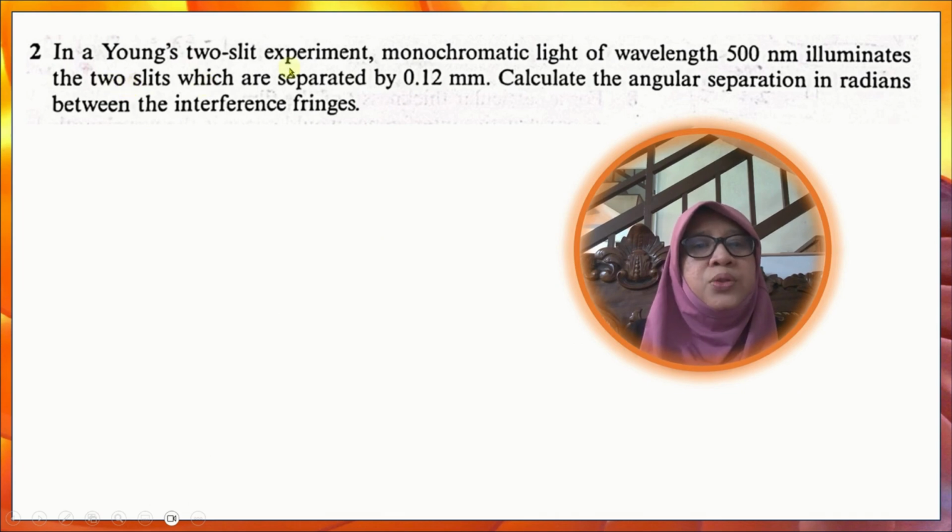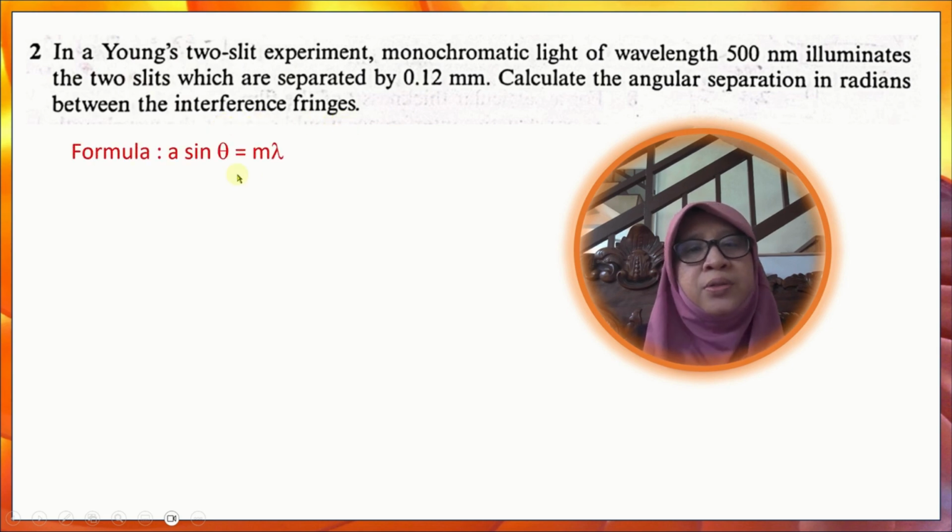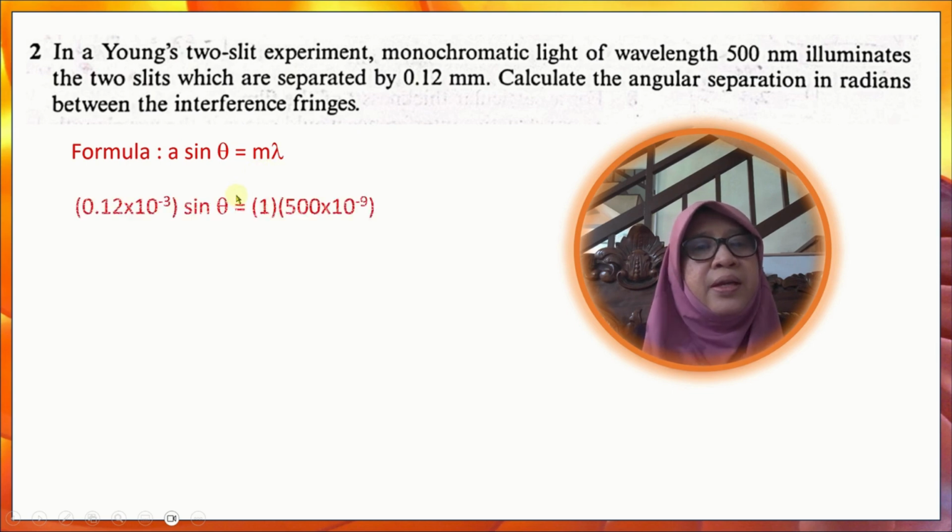In a Young's two-slit experiment, monochromatic light of wavelength 500 nanometer illuminates the two slits, which are separated by 0.12 millimeter. Calculate the angular separation in radians between the interference fringes. The formula is a sin theta equals m lambda. The separation is 0.12 millimeter, convert to meter. Sin theta equals 1 times the wavelength, 500 nanometer, convert to meter.